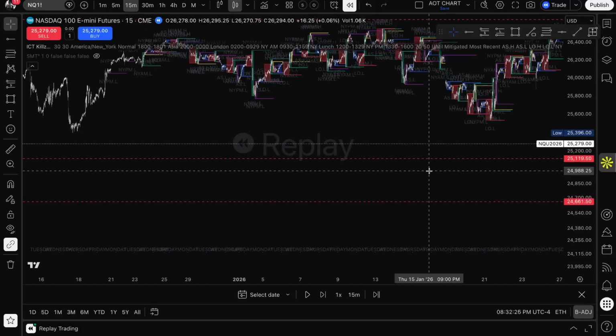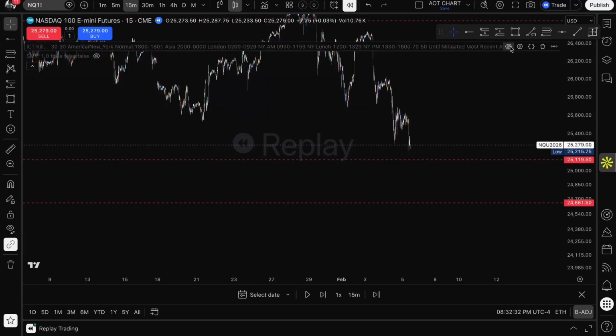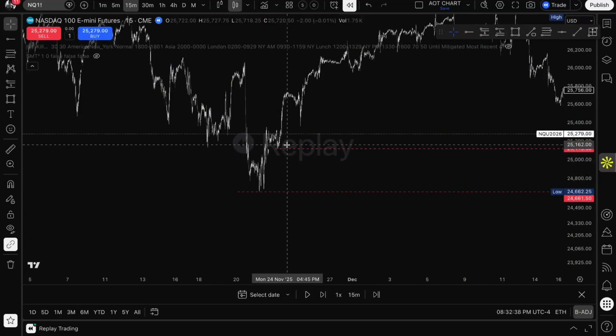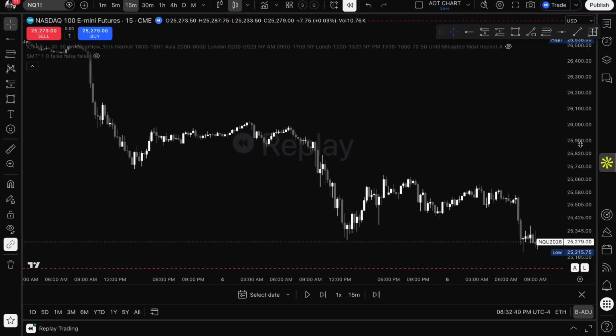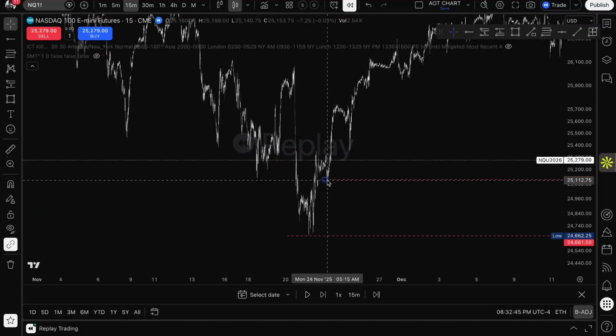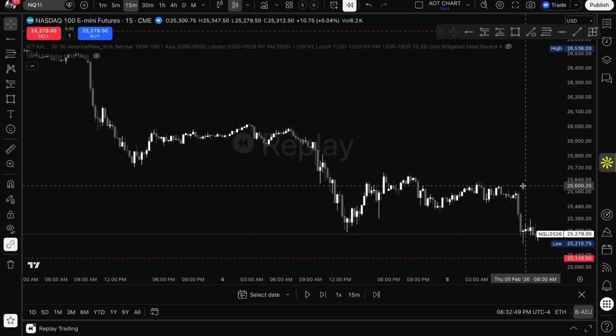My indicator don't go all the way back there, but I could just tell you what low this is. So this is a London low from November. And I knew that because of the time that this low was put in. It was put in at 5 a.m. So that's a London session.